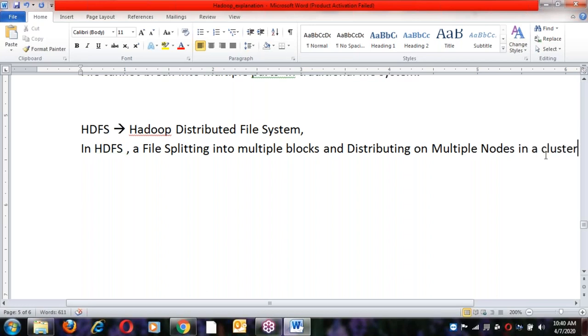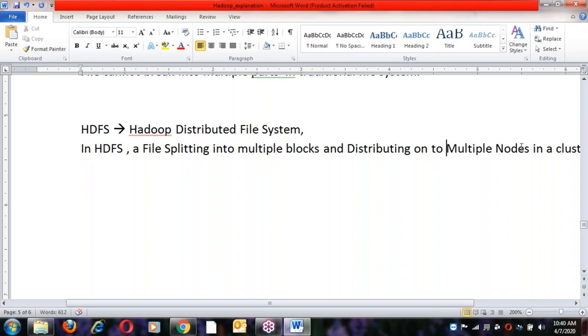So what is a cluster here? It's a Hadoop network. A Hadoop cluster is a Hadoop network. What exactly is a Hadoop cluster? We'll discuss that next. The next topic is the Hadoop cluster. In HDFS, a file is split into multiple blocks. What is a block? We should discuss that. Split into multiple blocks and distributed onto multiple nodes in a cluster.